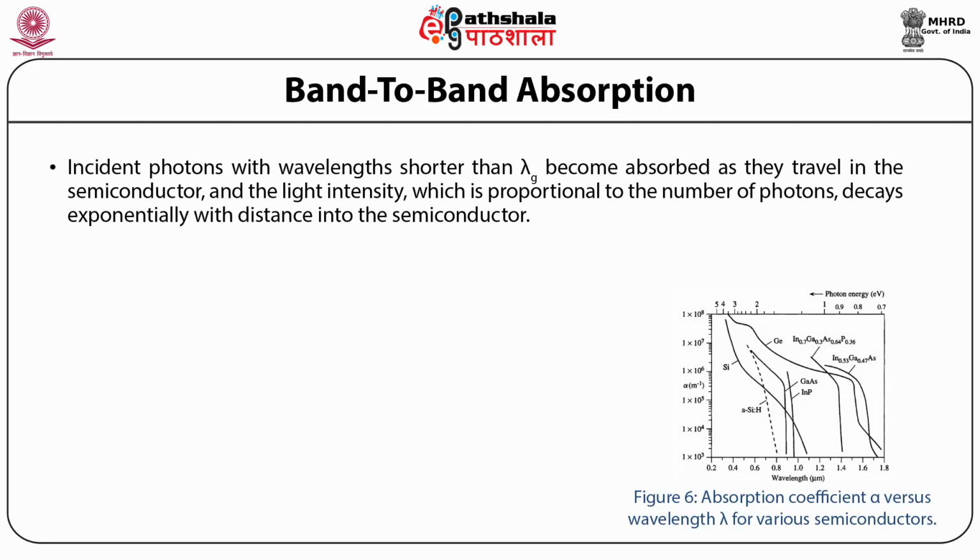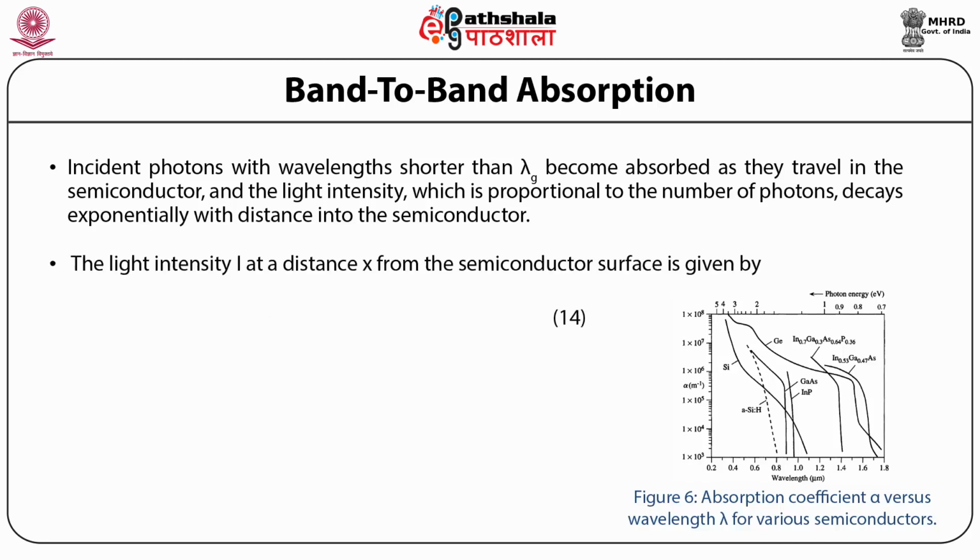Incident photons with wavelengths shorter than lambda g become absorbed as they travel in the semiconductor, and the light intensity, which is proportional to the number of photons, decays exponentially with distance into the semiconductor. The light intensity I at a distance x from the semiconductor surface is given by I(x) = I0 exp(-alpha x), where I0 is the intensity of the incident radiation and alpha is the absorption coefficient that depends on the photon energy or wavelength lambda.